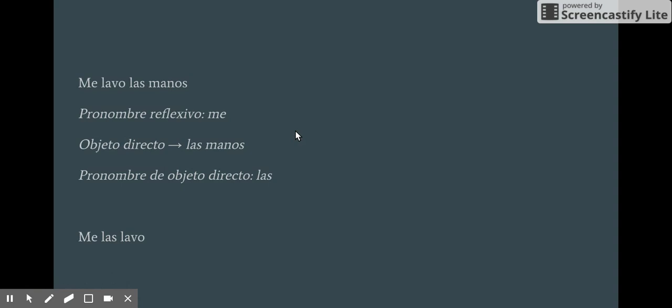So for some examples, we have the sentence me lavo las manos. We know that the reflexive pronoun is me for lavarse, the verb. The direct object, we ask, what do you wash? Las manos. So las manos is the direct object, and the pronoun is las. So since we know the acronym is RID, reflexive first followed by direct, we would have me las lavo.